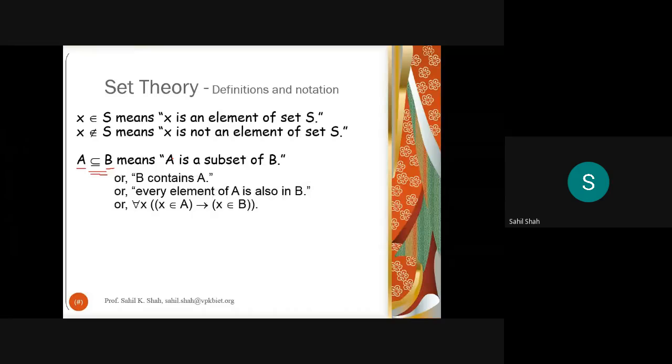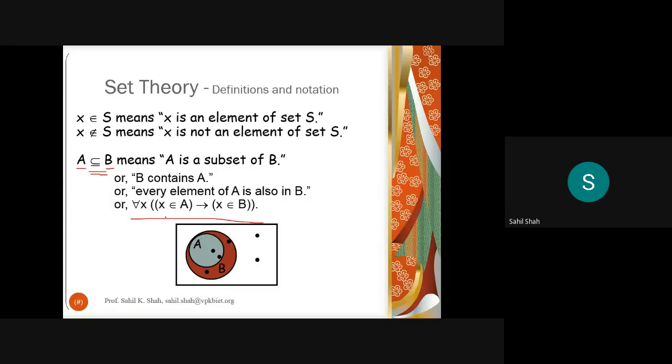How is it read? A is a subset of B, or B contains A, or every element of A is also in B. How can we represent this in terms of predicate logic? I will say for all X, if X belongs to A, then X belongs to B as well. We will study the definition of subset shortly. For a while, just remember this notation is known as subset.